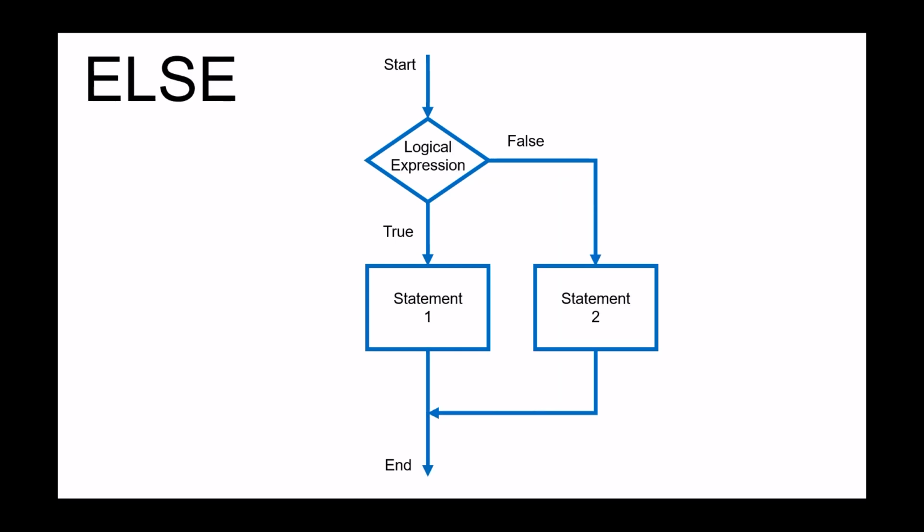The else statement is almost always accompanied with an if statement. So here's how the else statement works. We evaluate our logical expression, and if it's true, then we evaluate statement 1 and end the program. But now we have a second path that we can follow. So if we evaluate the logical expression and it's false, then we evaluate statement 2 instead of just ending the program. So now we have two different paths that we can follow. And after we evaluate statement 2, then we end the program.